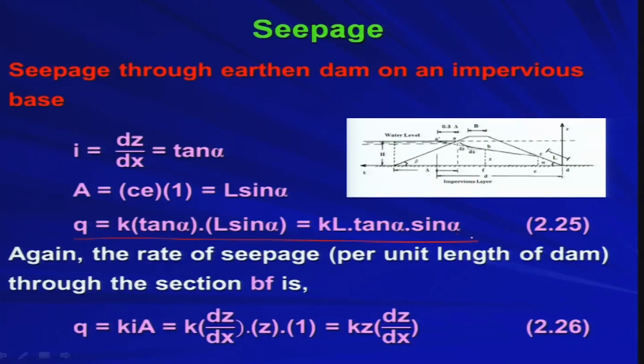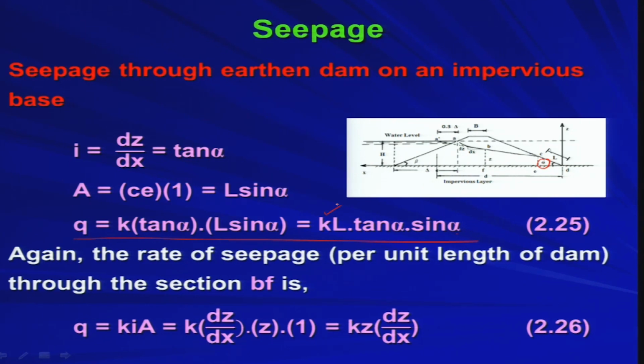Welcome. In the last lecture we have seen how we can find out the seepage through an earthen dam, and there we established this equation: the rate of seepage is given by k L tan alpha sin alpha, where alpha is the slope of the downstream face, as given by this figure, and k is the coefficient of permeability, whereas L is completely unknown to me, as I told you in the last lecture. So, I need to find out L.